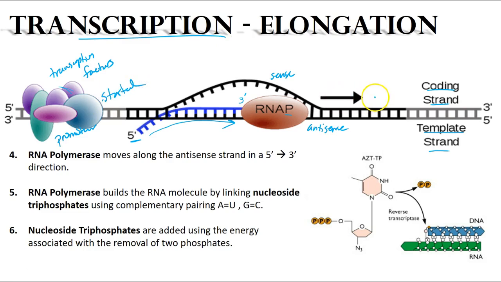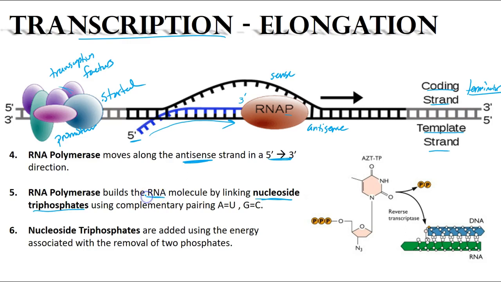And they would be moving, again, building this RNA molecule in a 5' to 3' direction all the way downstream until it reached a terminator. Okay, terminator would be the stop site. RNA polymerase moves along the antisense strand in a 5' to 3' direction, building that strand one nucleotide at a time. It is placing the nucleoside triphosphates.